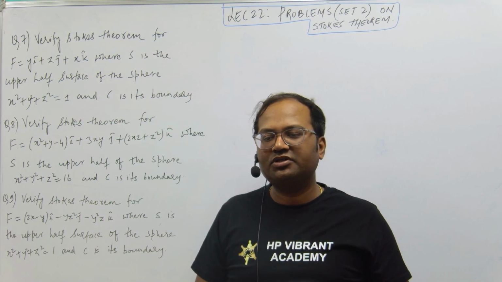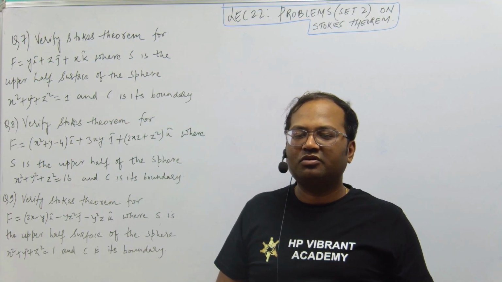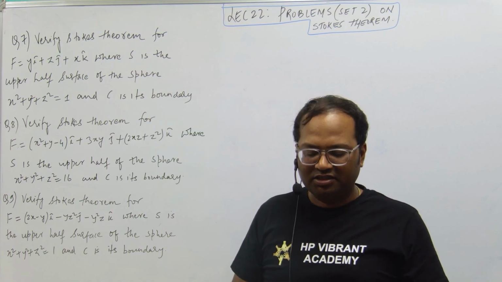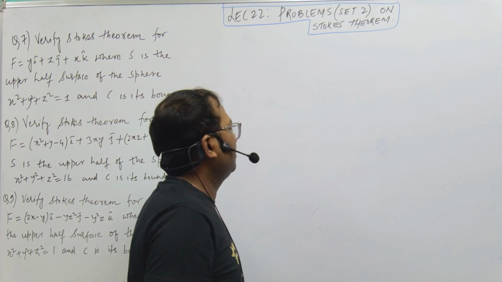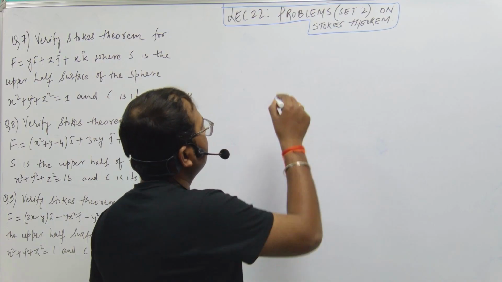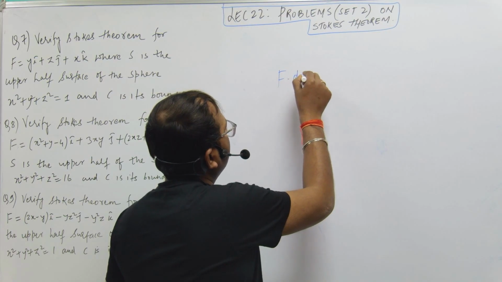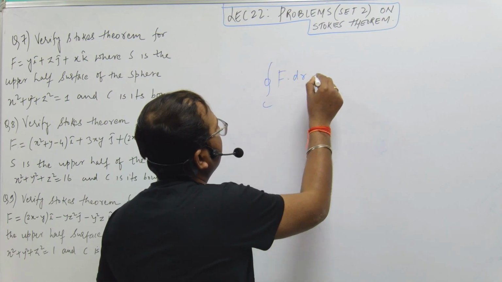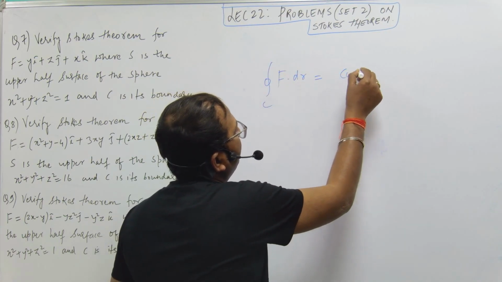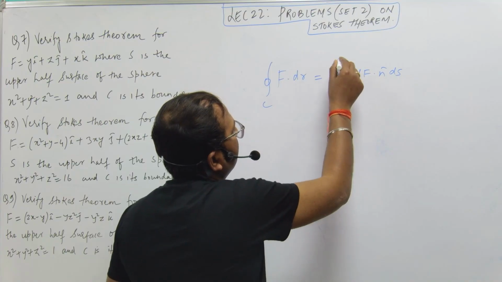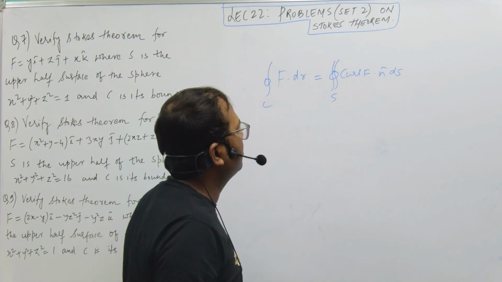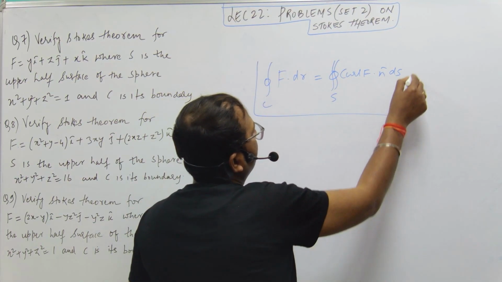What we have seen is that the Stokes theorem gives a relation between the line integral and the surface integral. The basic expression for the Stokes theorem is the integral of F dot dr along the curve C is equal to the integral of curl of F dot n cap dS along the surface S.